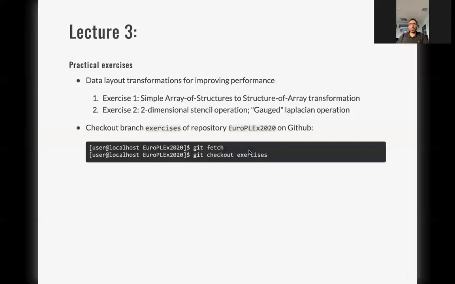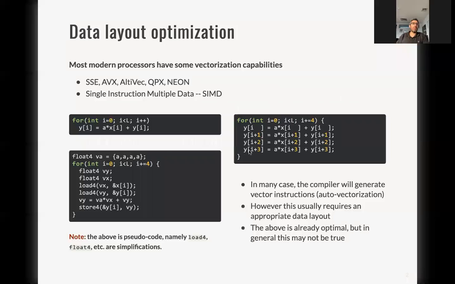Okay, so I'll just repeat a few slides that I had during the first lecture to refresh what we said about the data layout optimizations, which I want to demonstrate to you today through these exercises. We said in the first lecture that most modern processors that you find in HPC systems, and actually in any computer, but most notably in supercomputers, have some vectorization capabilities.